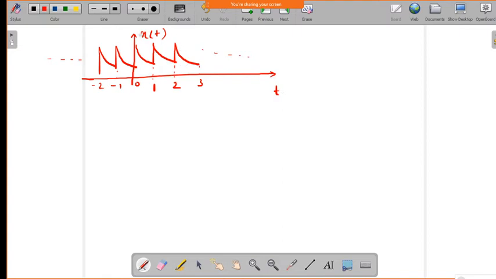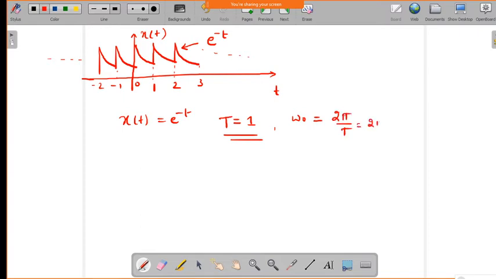So what does this signal represent? It is an exponential signal, is it not? This is a decaying exponential signal, so we can write X of t as e power minus t. So what is the period? By looking at this figure, we can find out the period. The fundamental period T equals 1. Now what is your omega? It is omega naught, the fundamental frequency, 2 pi by T, which is equal to 2 pi.